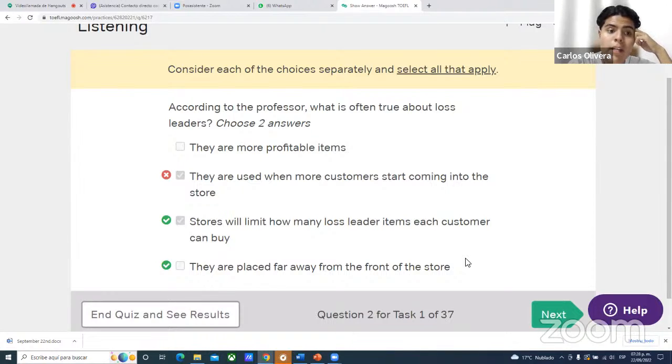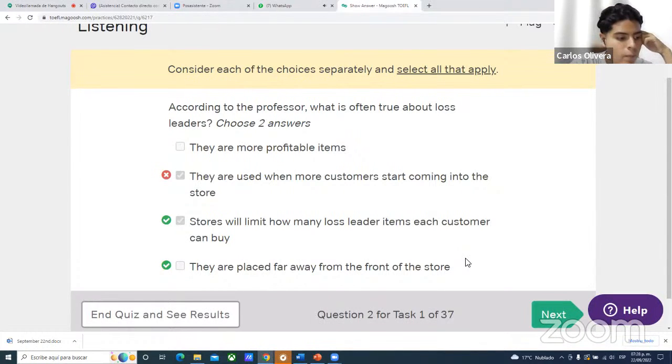Because there is a particular part in the listening passage. Well, not reading. I always say reading. I don't know why. I think I am traumatized with the reading passages, but it's a listening passage, or a lecture, the professor mentions this, right? That they actually limit how many items of this particular kind you can get when you are a customer, because if they wouldn't be limiting that particular type of good, then they would be losing too much, and they of course do not want to lose any type of money.